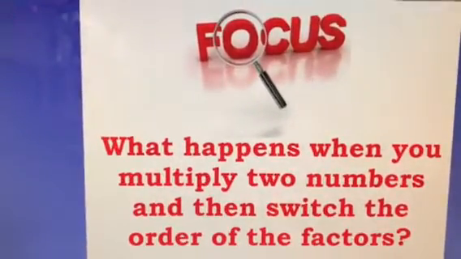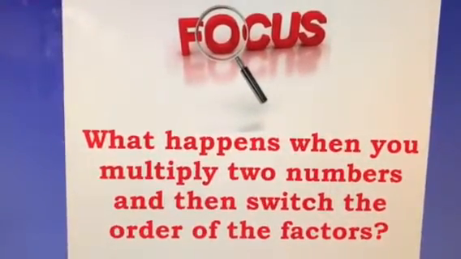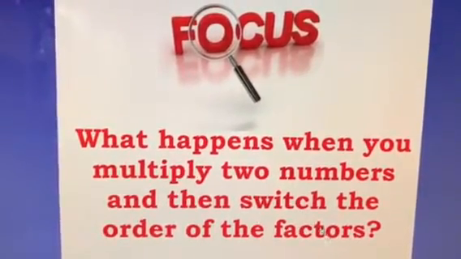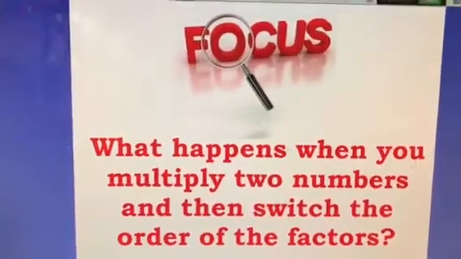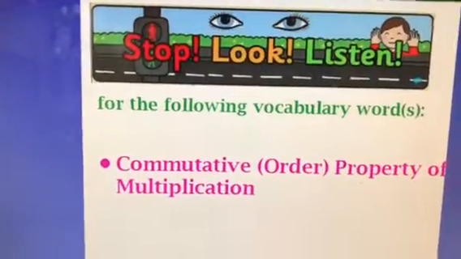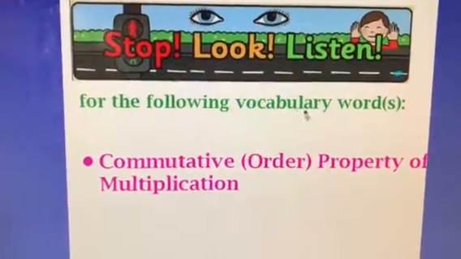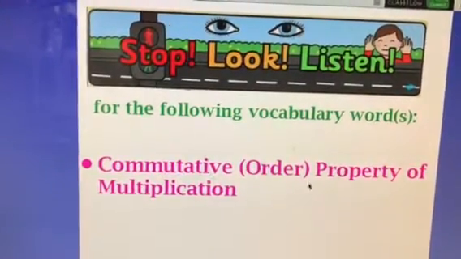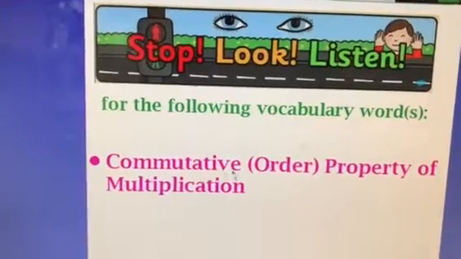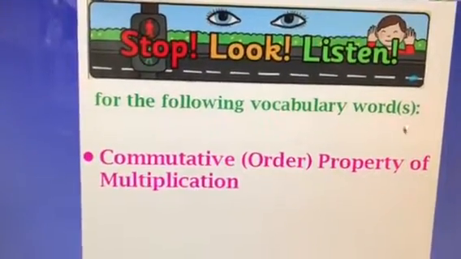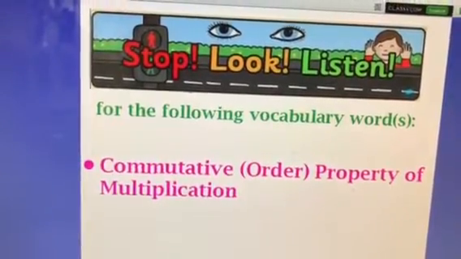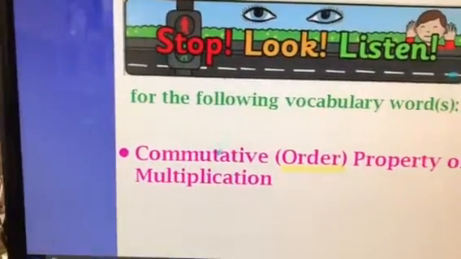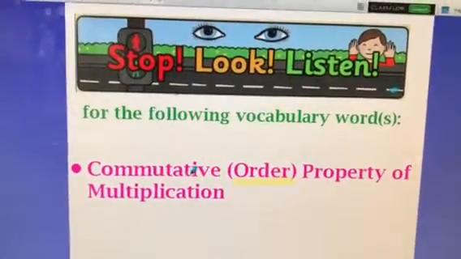Then we got right into the lesson, the focus. We're trying to focus on what happens when you multiply two numbers and then switch the order of the factors. That's what this lesson is about. So, stop, look, and listen for the following vocabulary words. What we have today is the commutative property of multiplication, or the order property of multiplication. You may see just the order property. You might see that a little bit more, but it is important to have seen the word commutative.